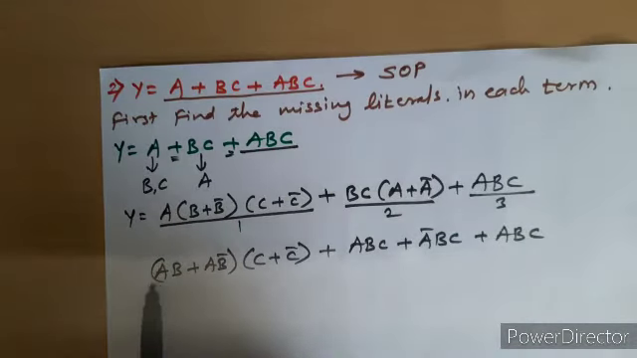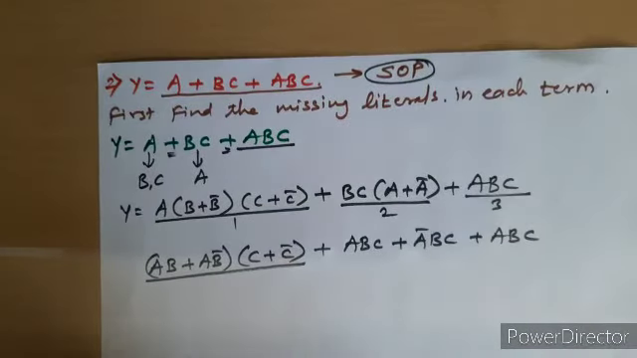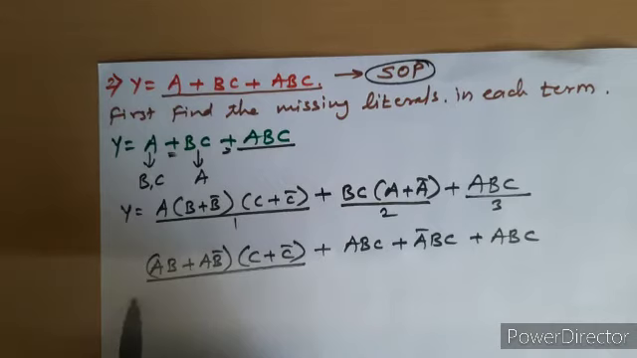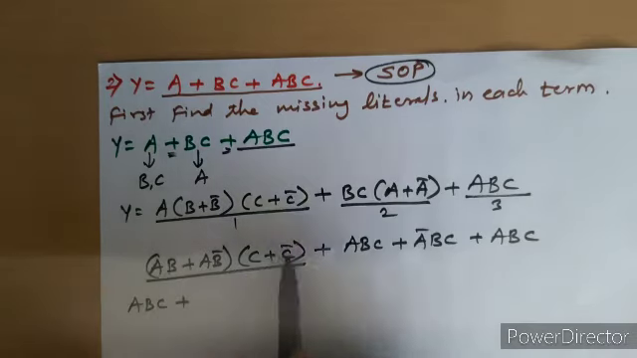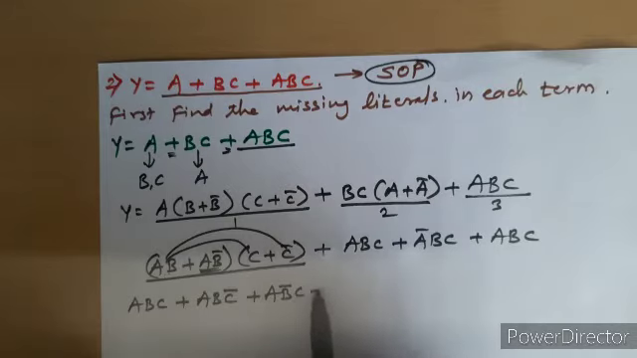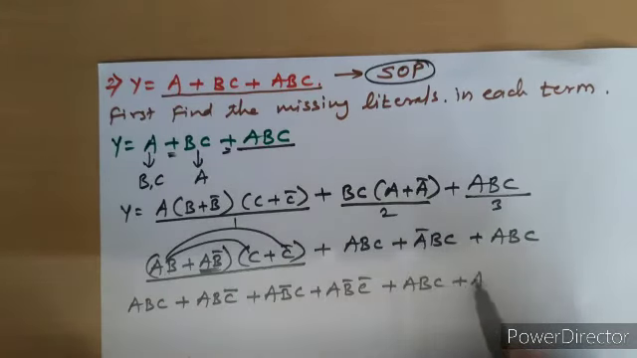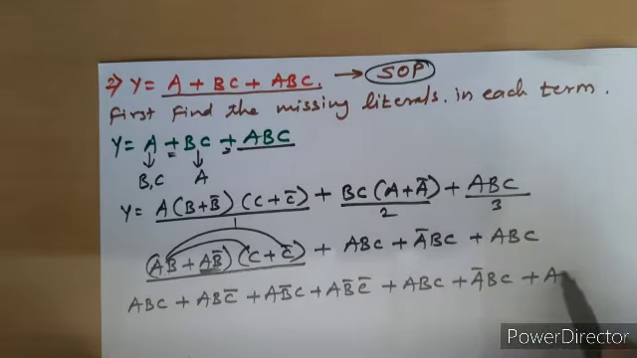Okay, now again you need to try this because this is POS form and we are looking for SOP form. Okay, so AB into C is ABC plus AB into C bar. So this with this and this with this. So it is ABC bar plus, now this AB bar C plus AB bar C bar. Okay, plus ABC plus A bar BC plus ABC.